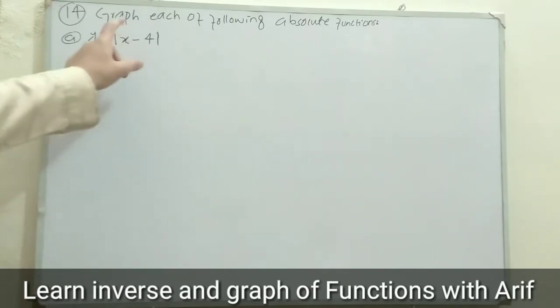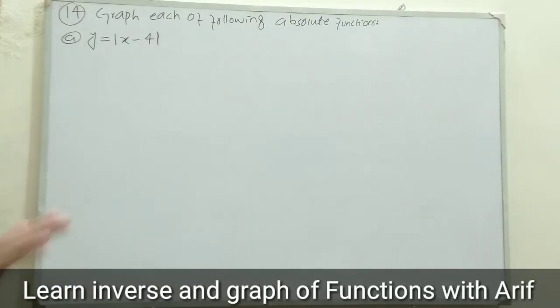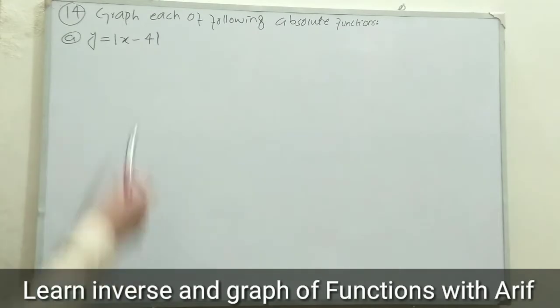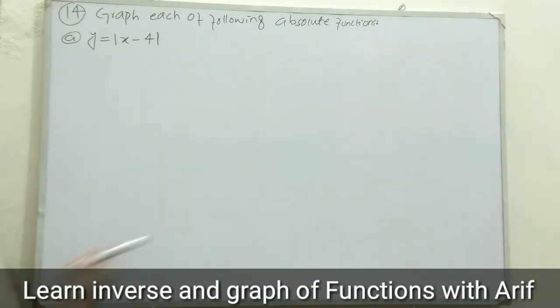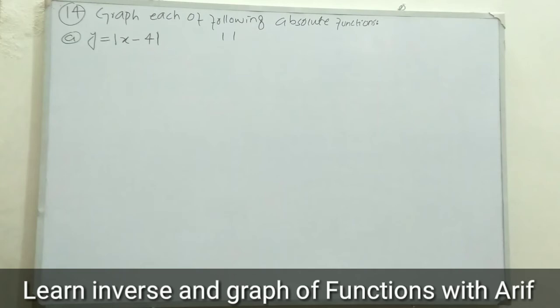It tells that draw a graph of each of the following absolute functions. There are 4 parts in this question. Part 1 tells that y is equal to absolute. This vertical straight line is actually called absolute, and can be represented just like this. So y is equal to the absolute of x - 4. This is an absolute function and we have to graph this function. So, solution.